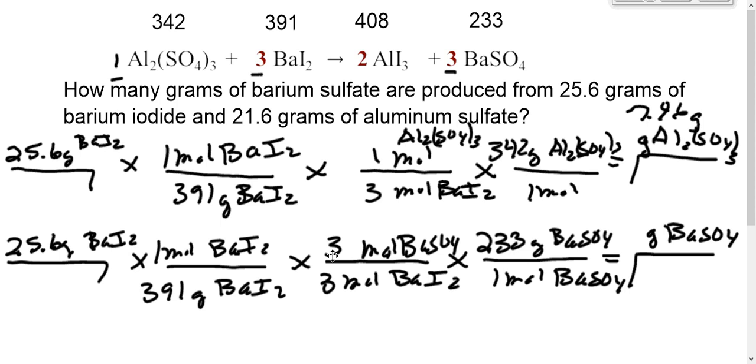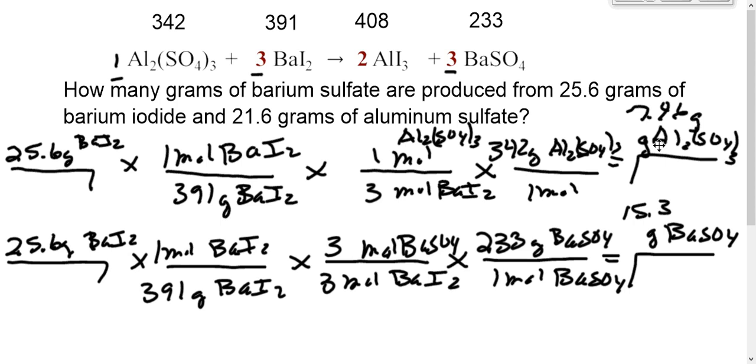So now mathematically, let's get that solved. 25.6 divided by 391 times 3 divided by 3, well that's just 1. So times 233 equals 15.3 grams of barium sulfate are produced. Now again, you must use the limiter because with the excess, you're going to overcalculate how much gets produced. Not all of the aluminum sulfate's reacted.